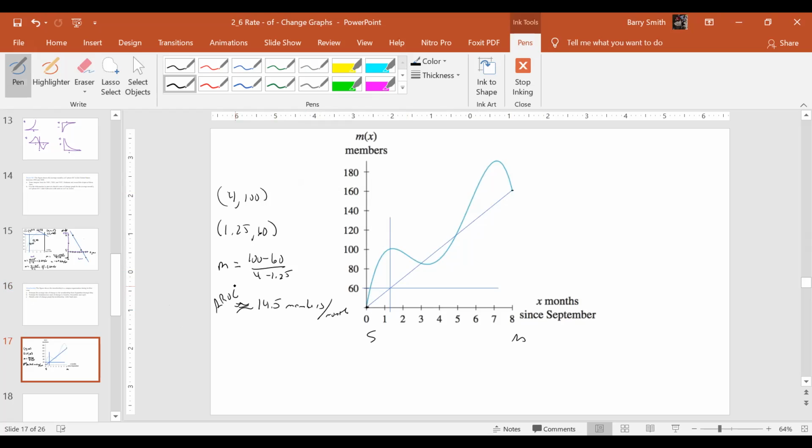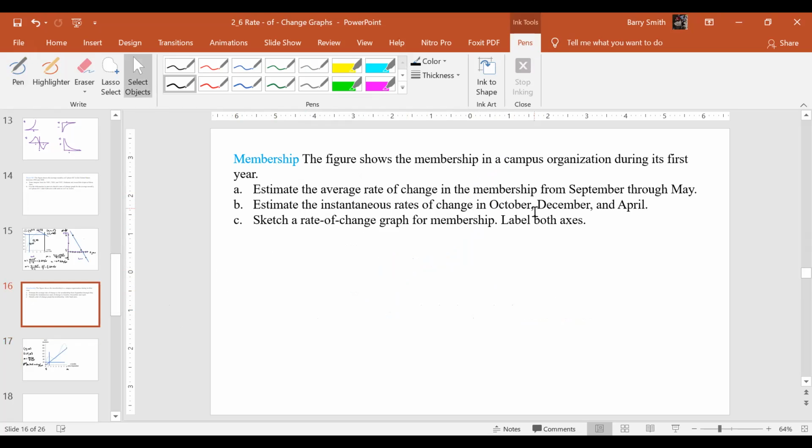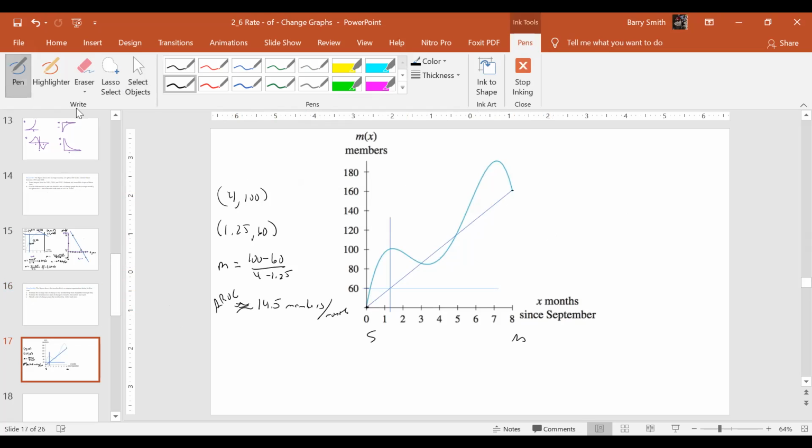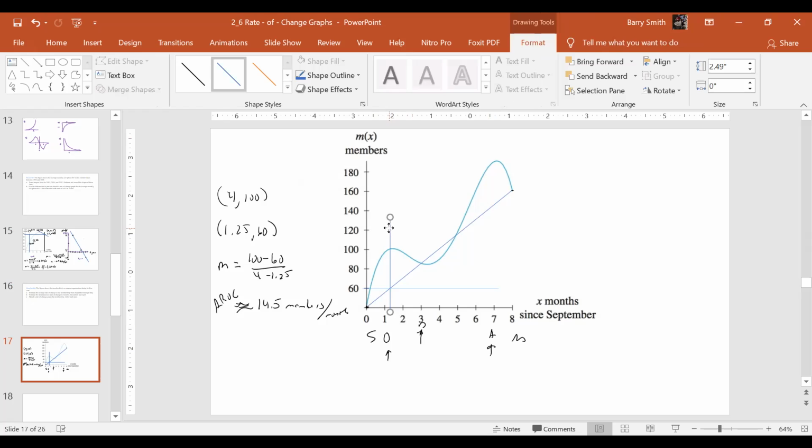And so then part B says, estimate the instantaneous rates in October, December, and April. All right, so let's see, September, October, we need this one. November, December, we need that one. January, February, March, April, we need that one. Okay, so in October, that's going to be there roughly, and that, I would say, is almost exactly the same as this one.